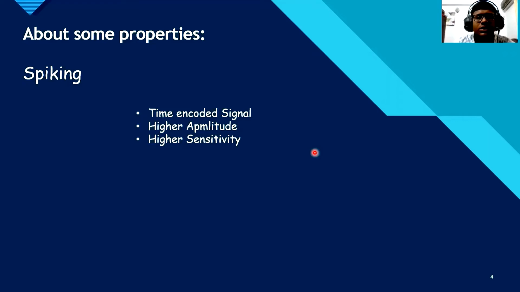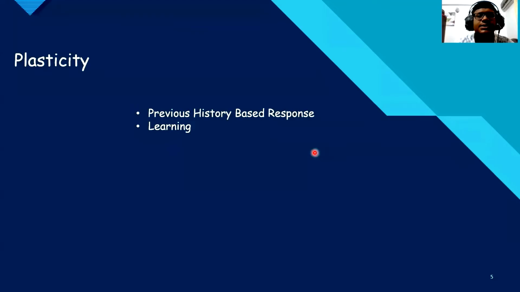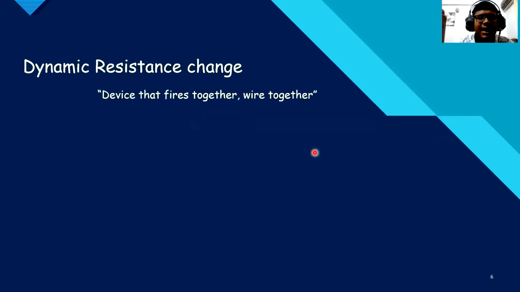In neurons, communication happens using voltage or current spikes, rather than using continuous signals as in typical digital electronic systems. Plasticity allows neuromorphic circuits to be modified as they are exposed to different signals. The device gives a response based on the history of the circuit. Dynamic resistance is an activity-dependent synaptic plasticity where correlated activation of presynaptic and postsynaptic neurons results in a strong connection between two neurons.